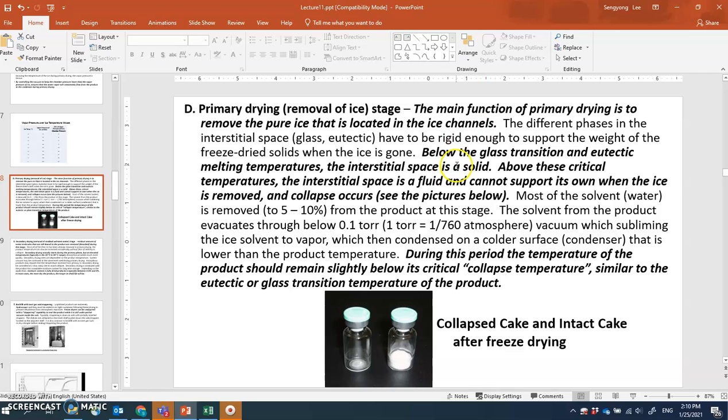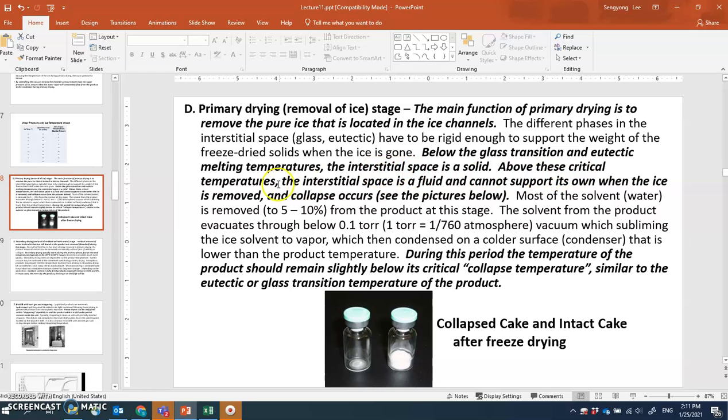Below the glass transition and eutectic melting temperature, the interstitial space is solid. That's the temperature you want to do the freezing and then vacuum drying. If you do the primary drying at a higher temperature, then you will lose everything. Everything will collapse and come out, right? So you don't want that.